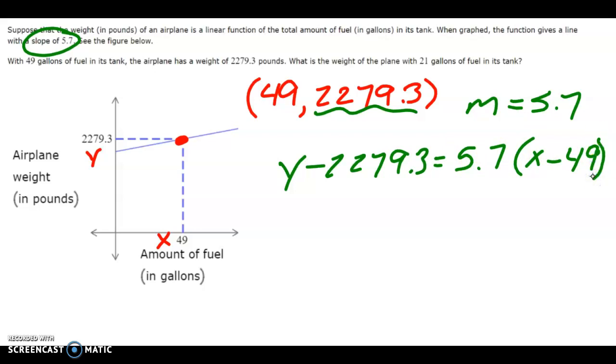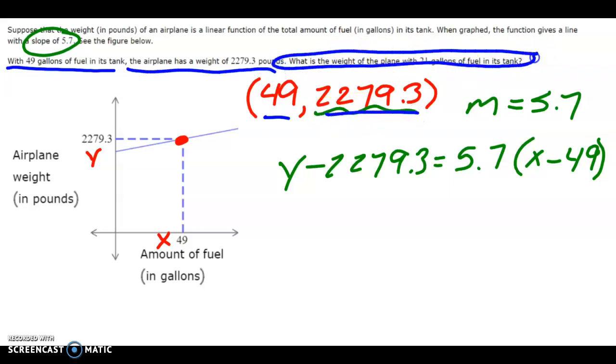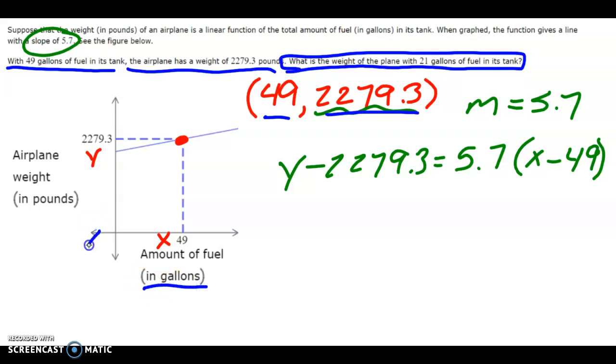That's your equation. And then when they want you to actually take that equation and do something with it, with 49 gallons of fuel, that's right there. It weighs 2279.3, that's right there. What is the weight of the plane with 21 gallons of fuel in the tank? So when they're asking you that question, they want you to use this equation and plug that 21 gallons of fuel in for your x. That's on your x-axis. So all you're going to do is plug 21 in for x, and then you're going to go ahead and solve by just following the order of operations and solving for y.